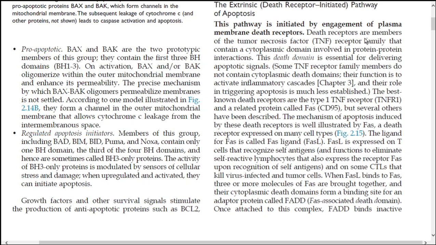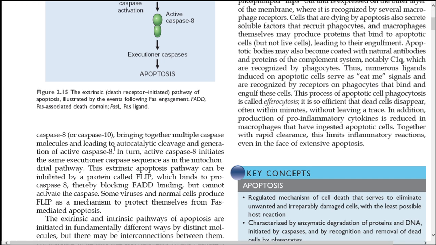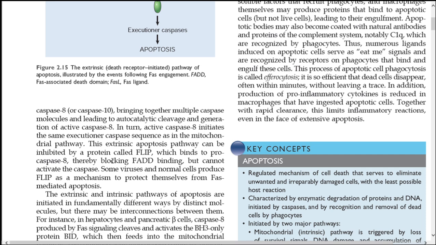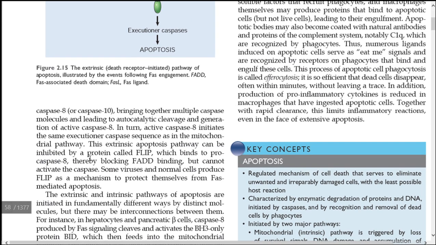Okay, and when these FAS molecules attached to the FADD bind inactive caspase 8, bringing together multiple caspase molecules, this leads to autocatalytic cleavage and generation of active caspase 8. The extrinsic apoptosis pathway can be inhibited by a protein called FLIP, which binds to procaspase 8. It will bind to procaspase 8, block the FADD binding, and cannot activate the caspase.